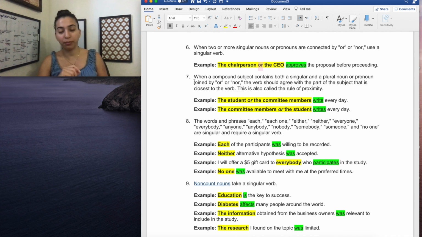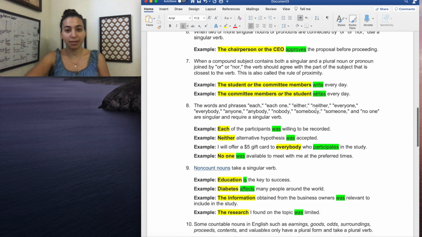So for example, the student or the committee members write every day. Since committee members is plural, then "write" has to be conjugated correctly, or agree with members. The committee members or the student writes every day. The student is singular, so "writes" has to be conjugated in singular.